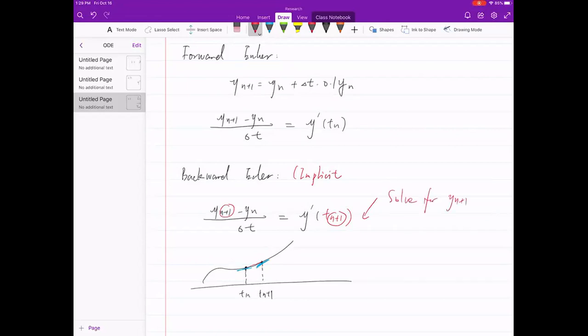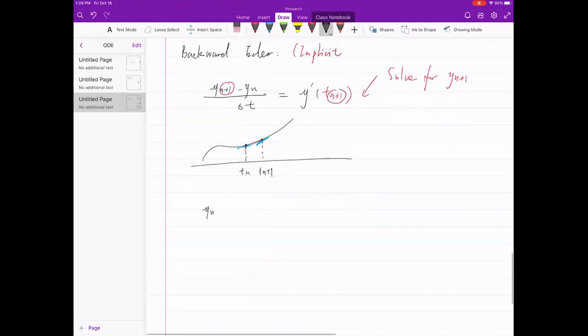For the case we just did, we do a simple calculation. Before we have 0.1 yn. That's explicit. If you know yn, you can find yn plus 1. But this time, let's change this to n plus 1.